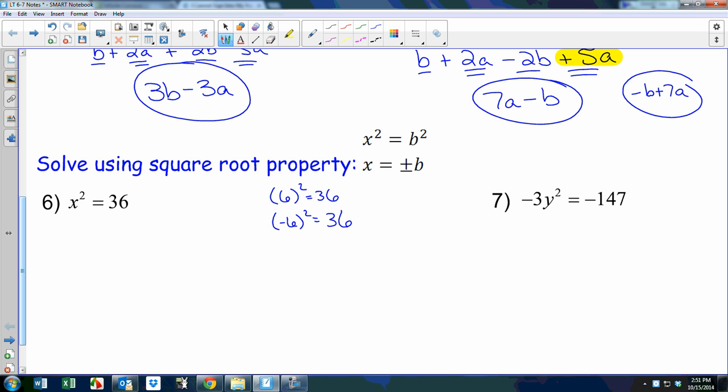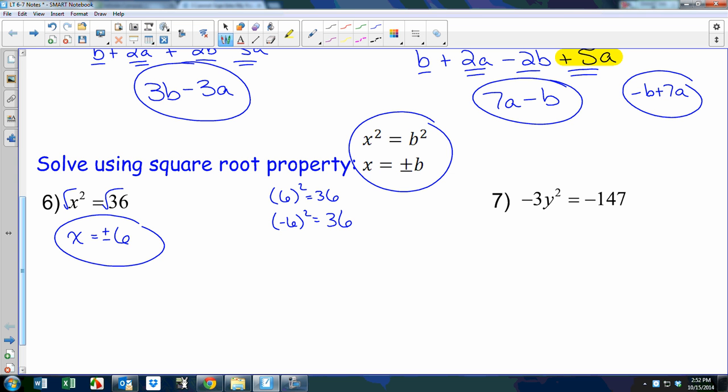When you're solving x squared equals 36, you're going to take the square root of both sides. The square root of x squared is x. But because there are two different things you could have squared to make 36, we're using the square root property over here. The square root of 36 is 6, but don't forget that the answer could have been positive 6 or negative 6. So you have two answers, plus or minus 6, positive 6 or negative 6.